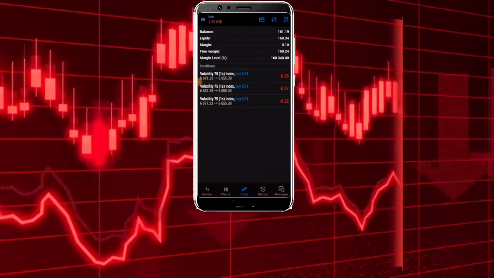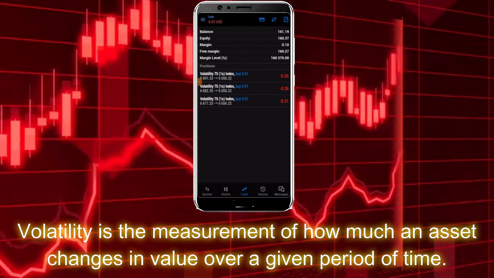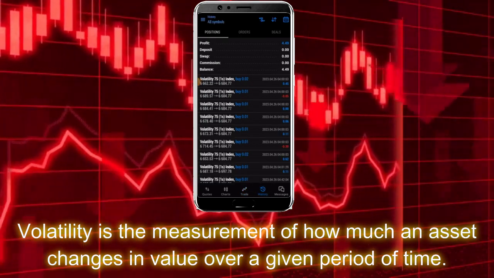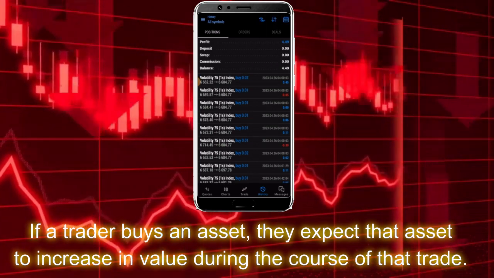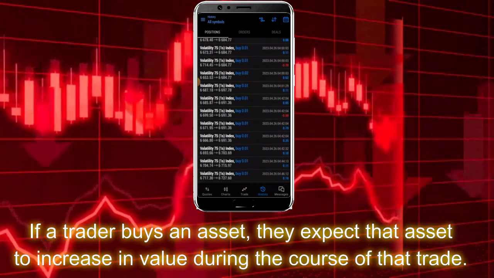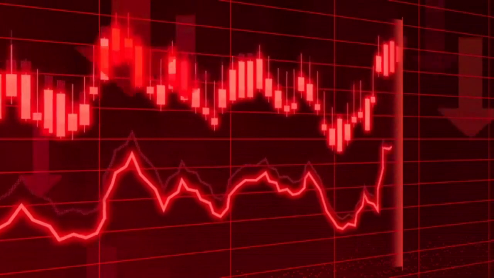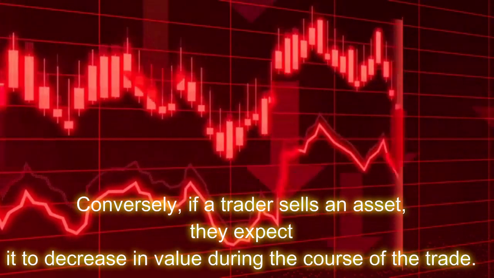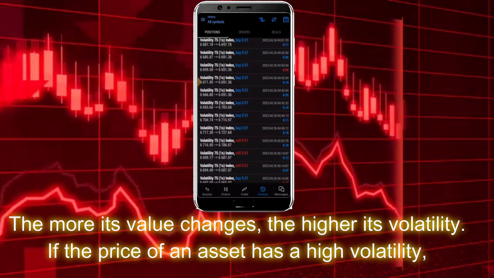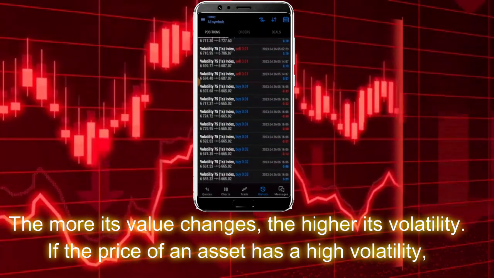Market volatility. Volatility is the measurement of how much an asset changes in value over a given period of time. If a trader buys an asset, they expect that asset to increase in value during the course of that trade. Conversely, if a trader sells an asset, they expect it to decrease in value during the course of the trade. The more its value changes, the higher its volatility.